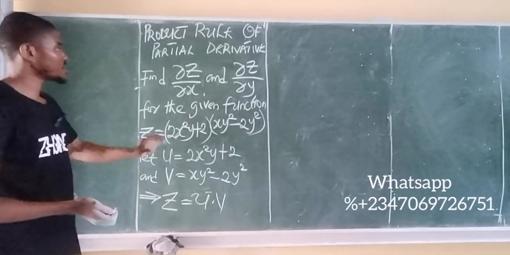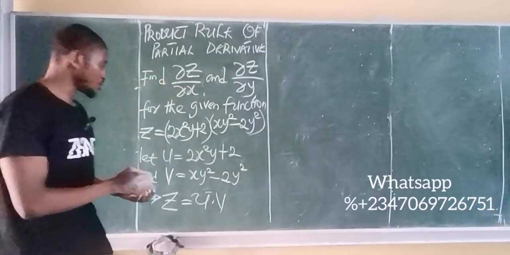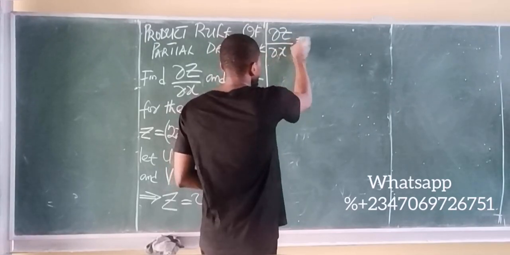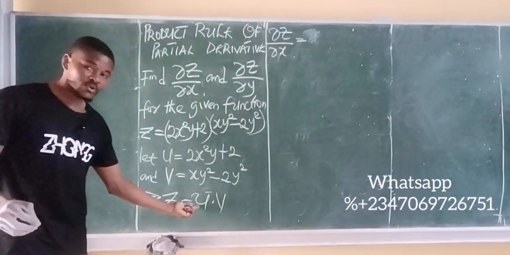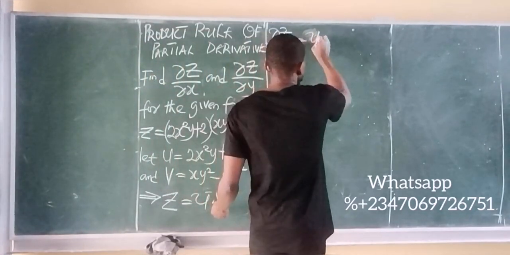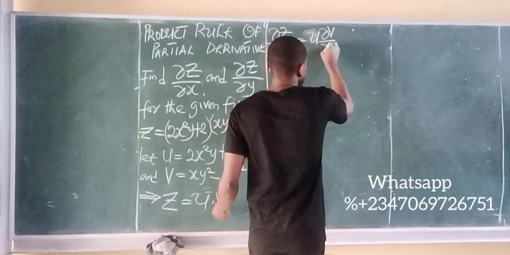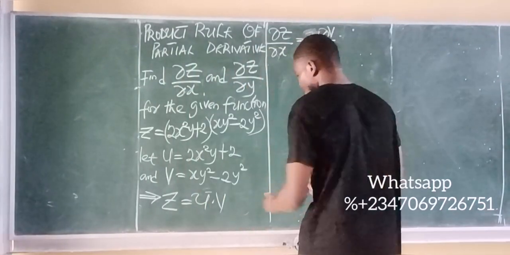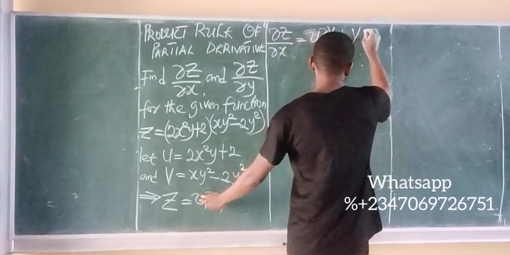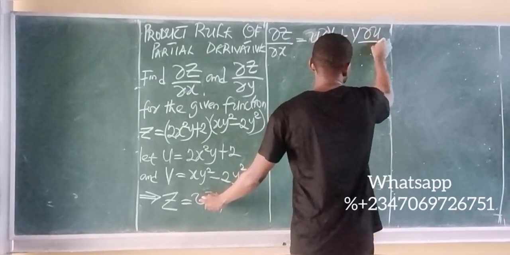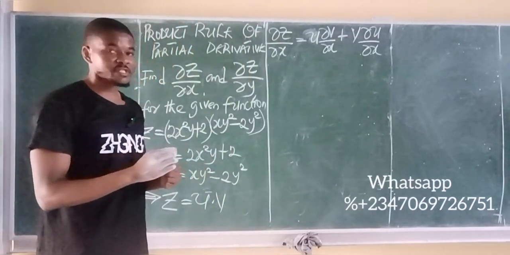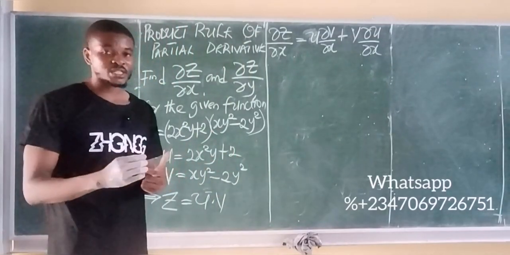Okay, so the first thing says find partial z partial x, and you know from product rule that partial derivative of z with respect to x is simply equal to, so we said keep u constant, differentiate v partially with respect to x, plus, now you keep v constant, so plus v, then you differentiate u partially with respect to x. So we have partial u partial x. So this becomes, that's a rule for product derivative. Okay. So that's a rule for product partial derivative.